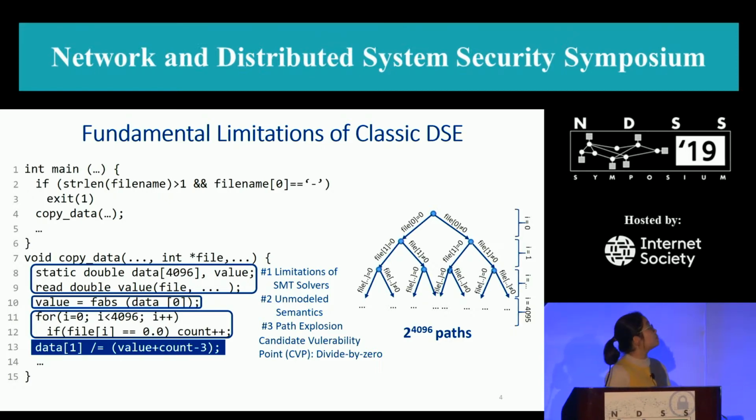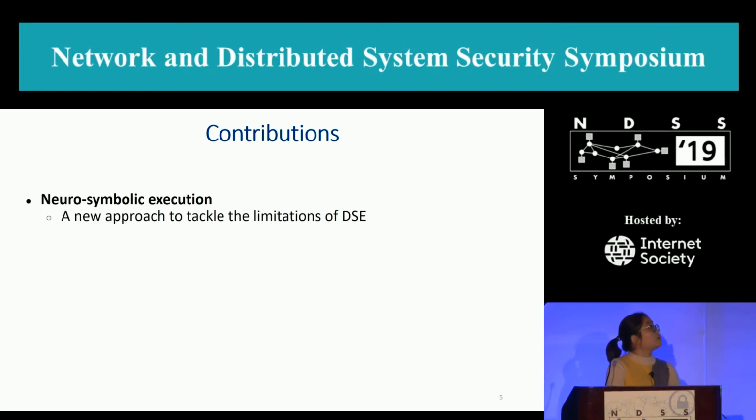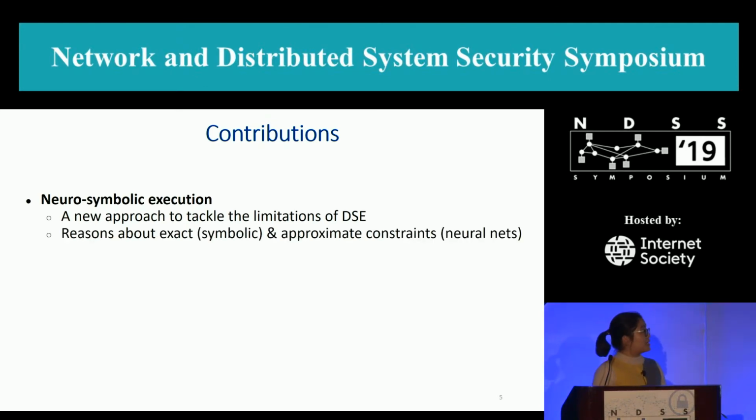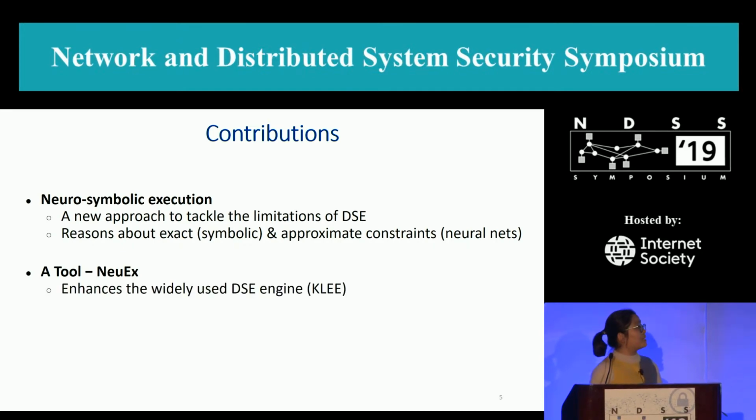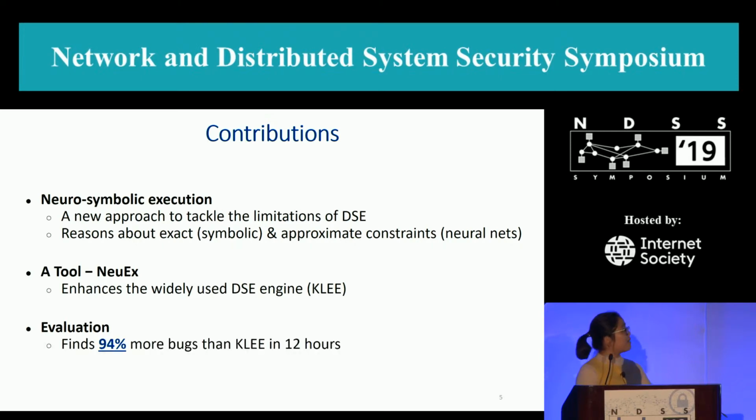symbolic execution. So in order to tackle these limitations, in our work, we propose a new approach called Neuro-Symbolic execution. It reasons about the exact and approximate constraints together. Given this approach, we also provide a tool called NeuEx, which enhances the widely used DSE engine called KLEE. And from our evaluation results, we show that our tool can find 94% more bugs than KLEE in 12 hours.